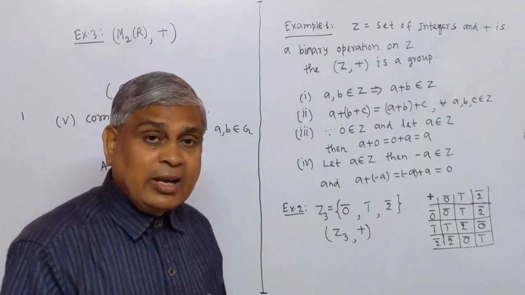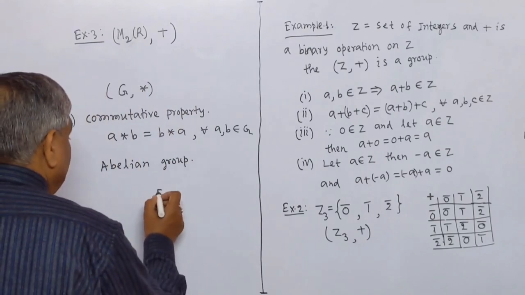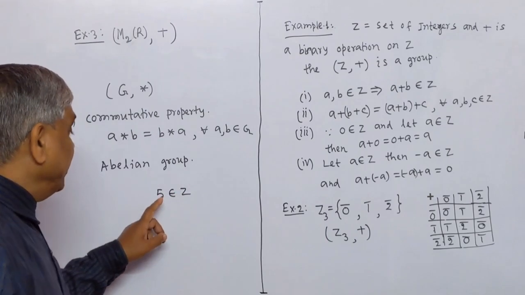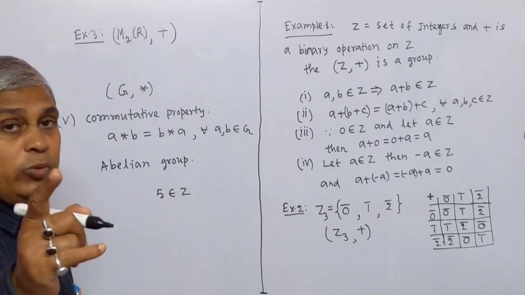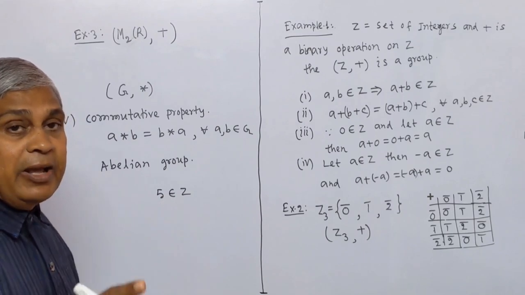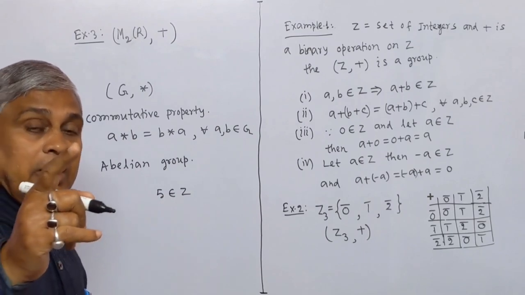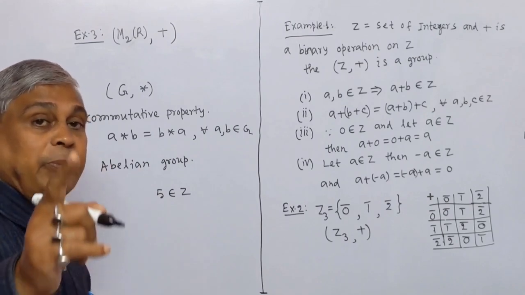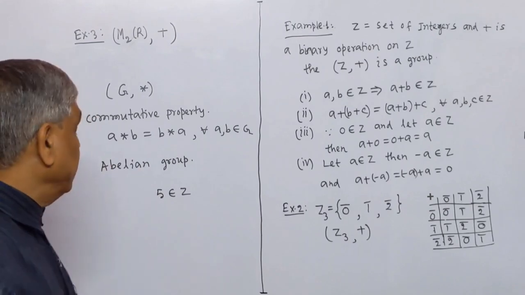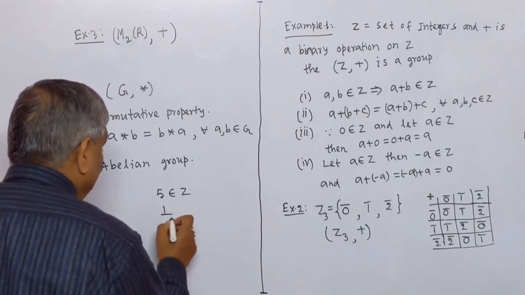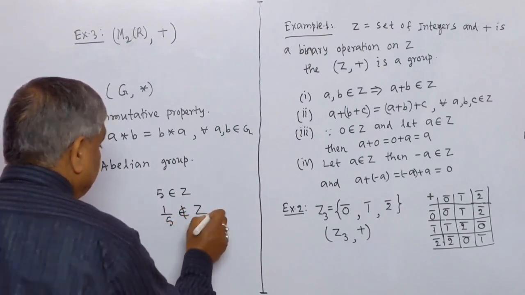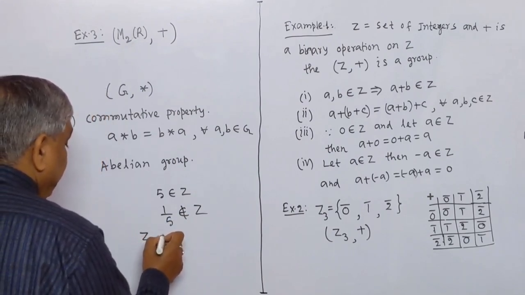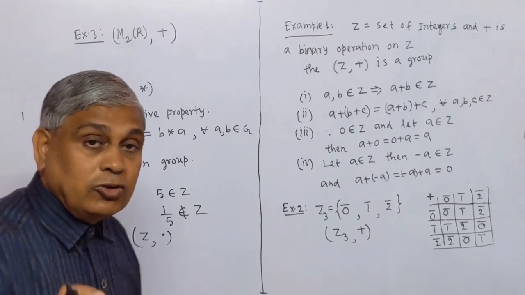We know that 5 is an integer, but the multiplicative inverse of 5 is 1 by 5, because 5 multiplied by 1 by 5 equals 1 by 5 multiplied by 5 equals 1. 1 is the multiplicative identity. But 1 by 5 does not belong to Z. Therefore, Z with binary operation multiplication is not a group.